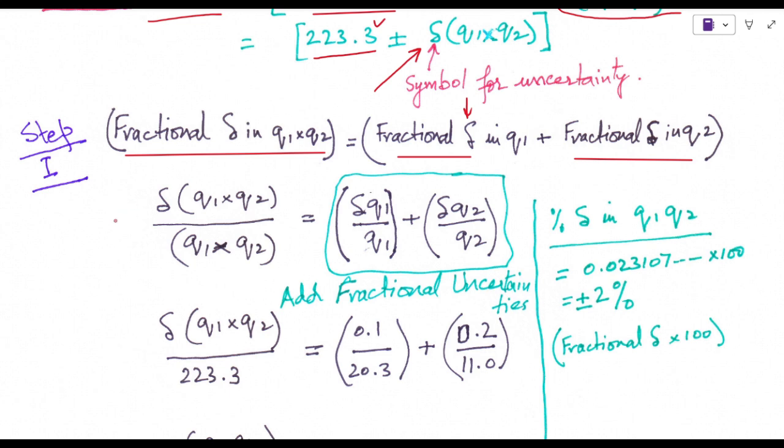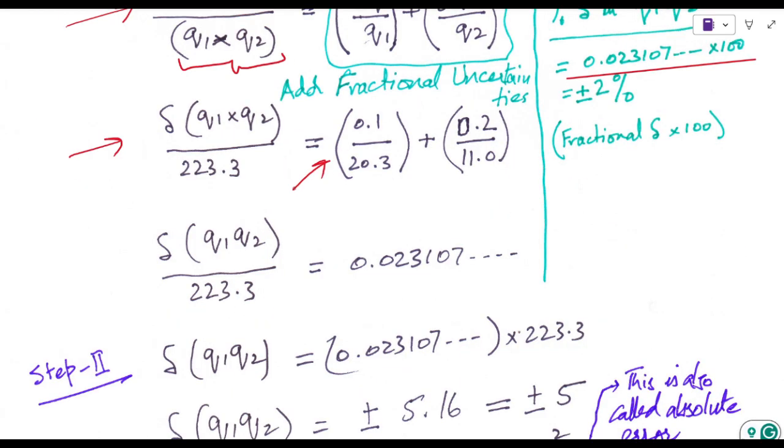Then we make equation, and the equation is uncertainty in Q1 multiplied by Q2 divided by Q1 multiplied by Q2. This is fractional uncertainty in Q1 multiplied by Q2. And then we write down uncertainty in Q1 divided by Q1 and add uncertainty in Q2 divided by Q2. These are the fractional uncertainties in Q1 and Q2 respectively. Then we put in the values and calculate.